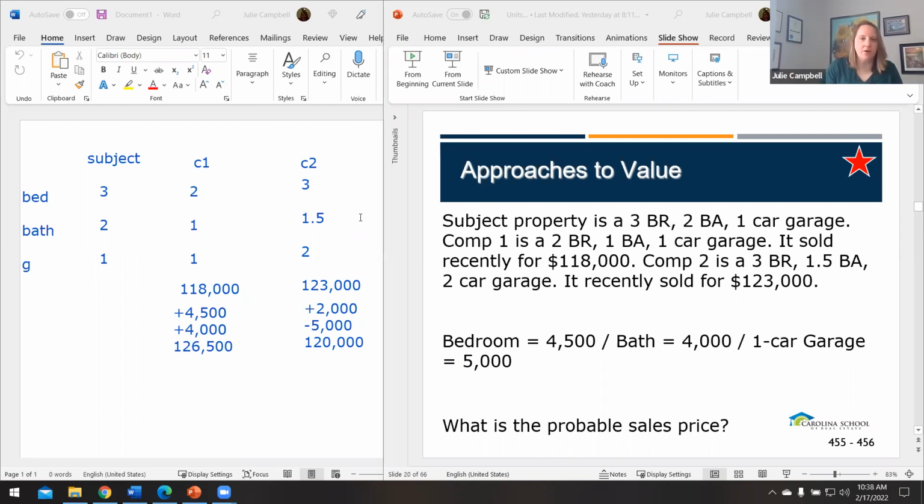I would not subtract. So let's see, for the bathroom, is that not right? My subject has two, my comp has less than. My right hand is by my side, right? The subject has two, the comp has 1.5. So to make it match, I have to add.